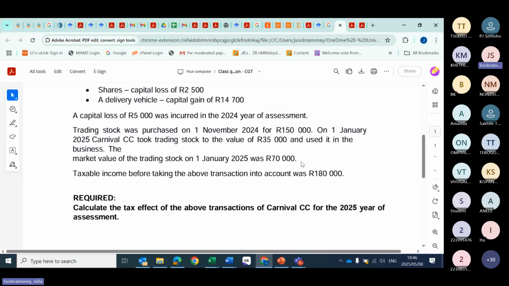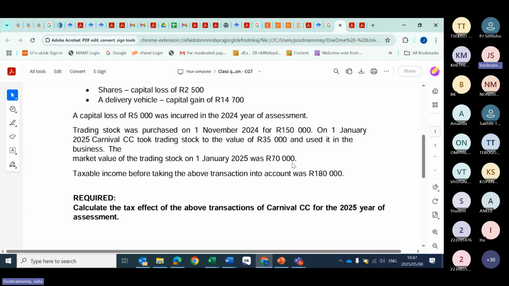What happens if I take the trading stock for my personal use as an owner? Again, your deemed disposal, your recoupment will equal cost price. Okay, so at the end of the day, you will always use market value, but only on two occasions do you use your cost price. That is if you donate it to a PBO, public benefit organization, or you use it for private purposes.